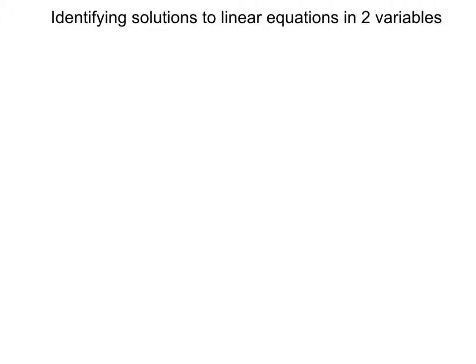All it means is that they're going to give you an equation, which means something with an equal sign. Two variables means that they're going to have an x and a y. And then identifying solutions means that they're going to say, hey, does this ordered pair work? When you plug this in for x and this in for y, do you get a true solution?